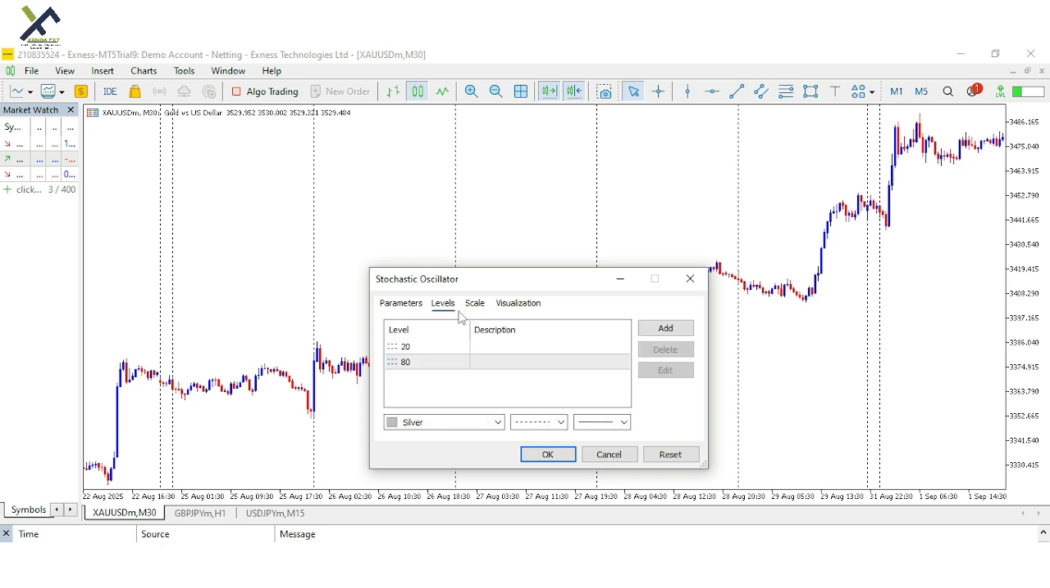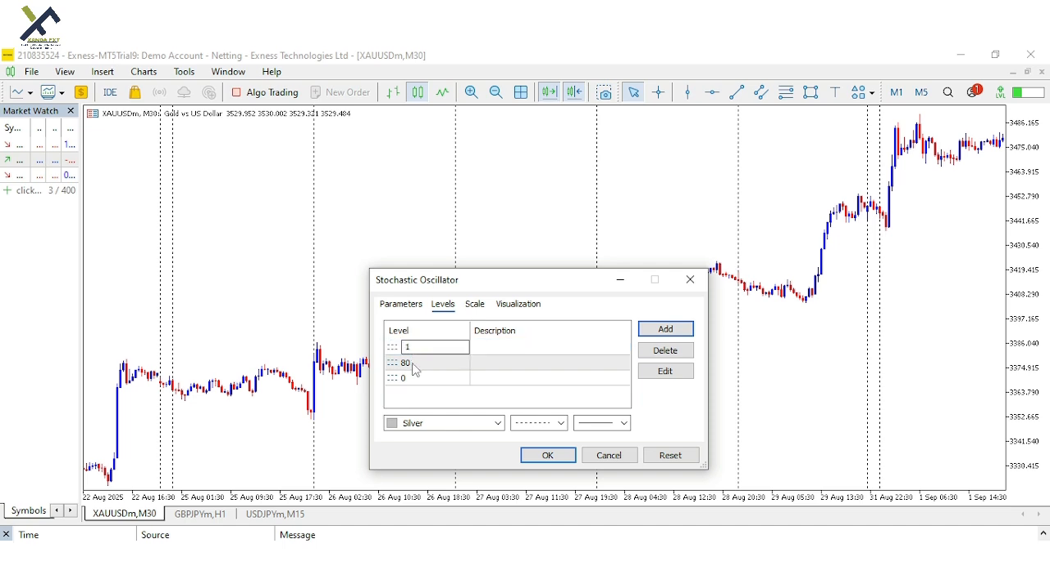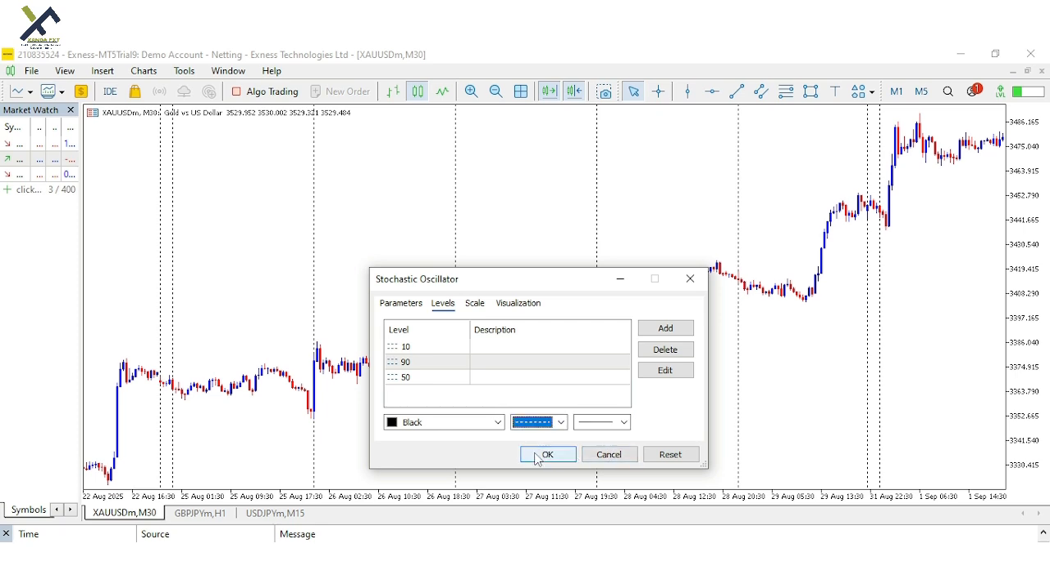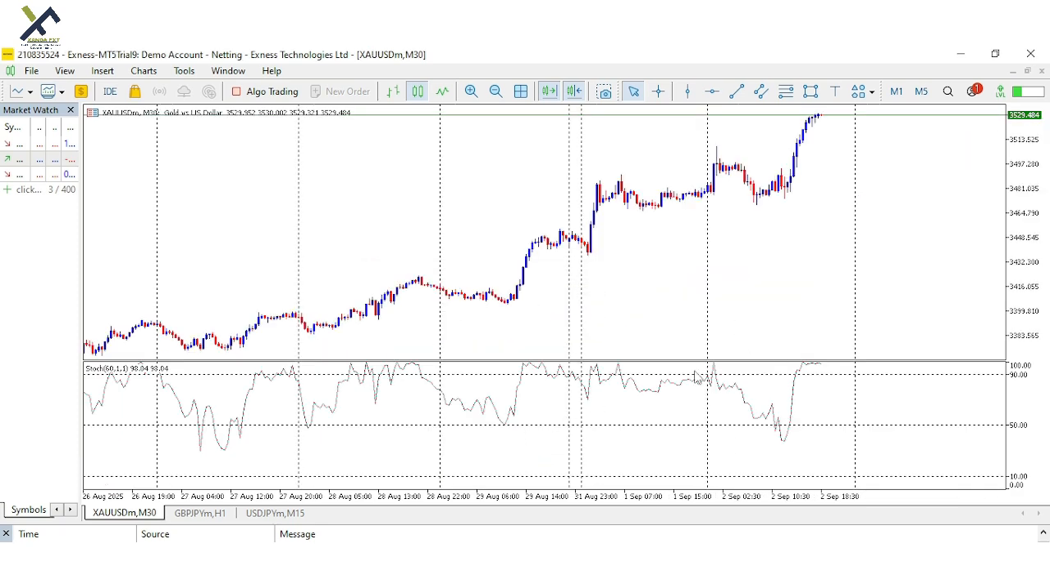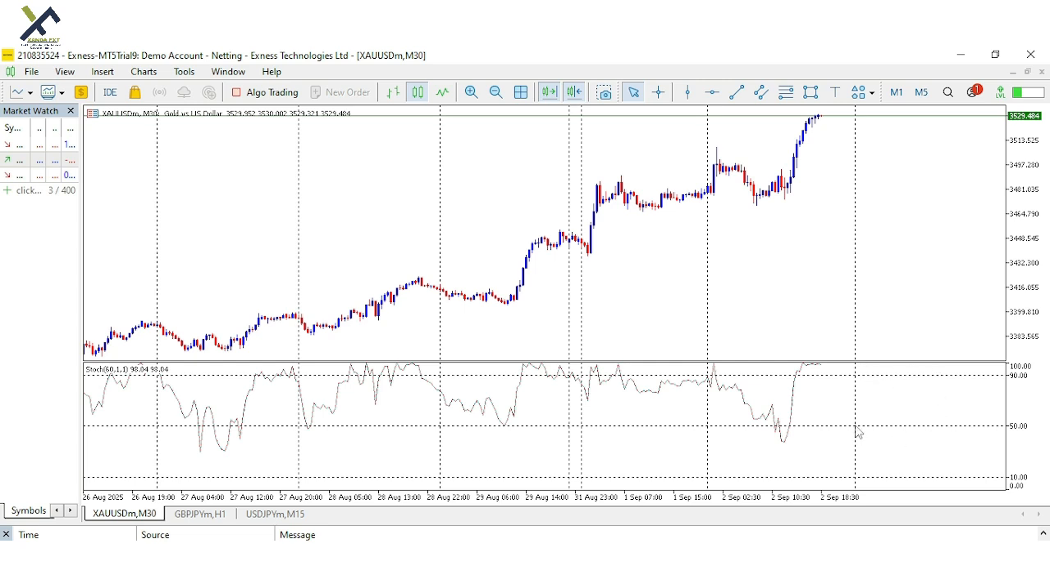Okay, and once you are done, go over to the levels. Now you can see by default it came with 80 and 20. So what we're going to do is first of all add another level, then change this level to 10, which is the lower band, change the upper band to 90, and we have added a new band, which is the 50. Now you can determine the color, any color of your choice. Let's use black for this. The thickness of the line depends on what you want. Now you can see it's plotted. The indicator will look like this: the 90% level, the 50% level, and the 10% level.